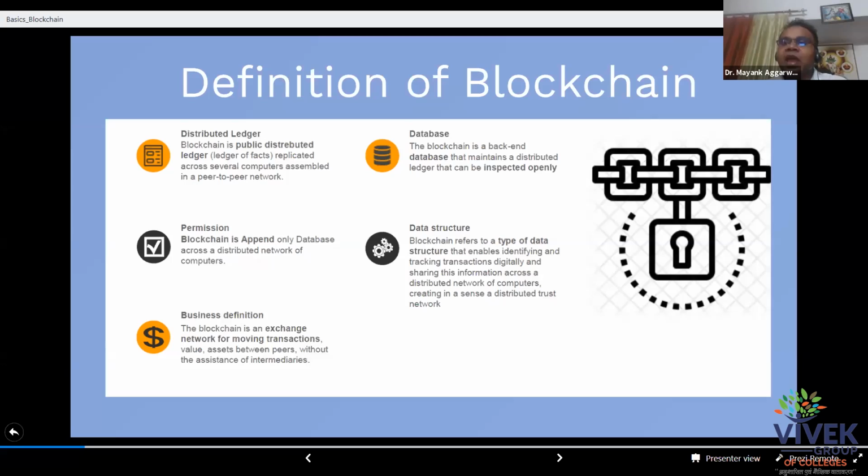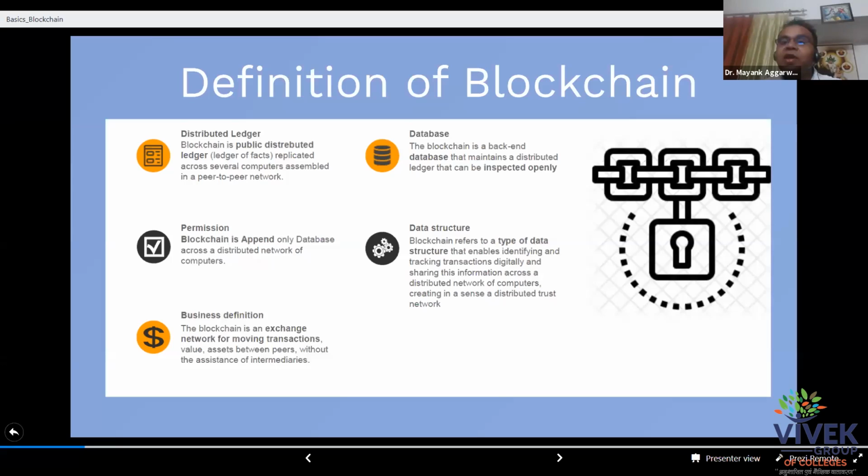Suppose Mr. X gives rupees 100. So Mr. X will also record that Mr. X has given rupees 100. The other 99 participants will also record that Mr. X has given rupees 100. And when all of us are keeping the record, then there is no case that any fraud can happen, because everyone has kept the record of each and everyone.